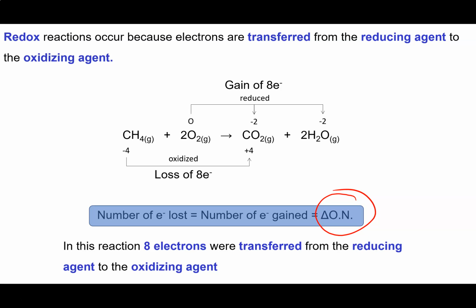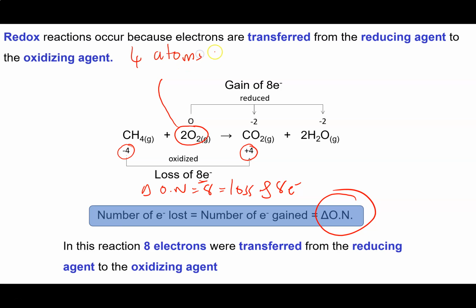So for example, here we see that the change in oxidation number for this one carbon atom is from -4 to +4. So the change in oxidation number is 8, and so that tells us that 8 electrons are being lost. Now, when we look at the O2, we have 4 atoms, and each of them is changing by 2. So 4 times 2, so that's telling us that 8 electrons are gained.